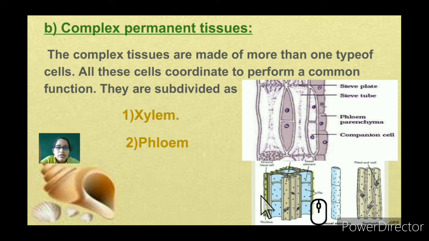So next come, in the types of tissues, the complex permanent tissues. We can see that they are made up of more than one type of cells. These cells help to perform a common function, that is either transportation of water or the transportation of food from roots to the shoots or shoots back to the roots. So these tissues are known as xylem and phloem.